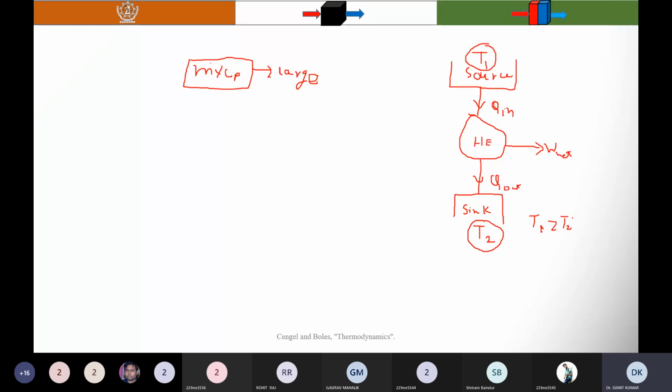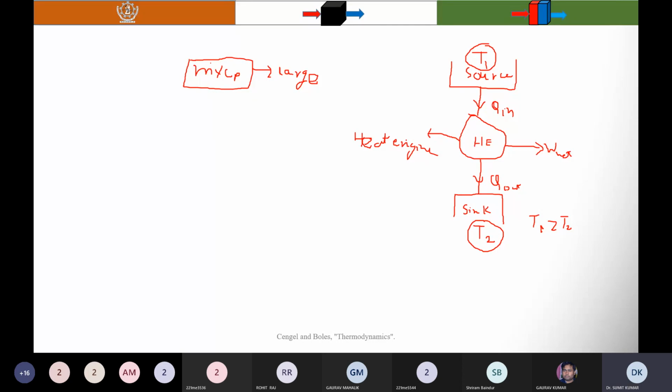So here you can see that this device is known as the heat engine. So what is the heat engine? The heat engine is used to convert heat into work. I told you that heat is the low grade energy, and to convert it into the high grade energy, meaning work, we need a device, and that device is known as the heat engine.